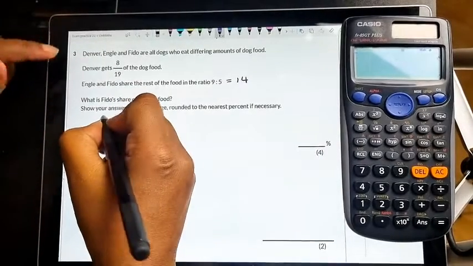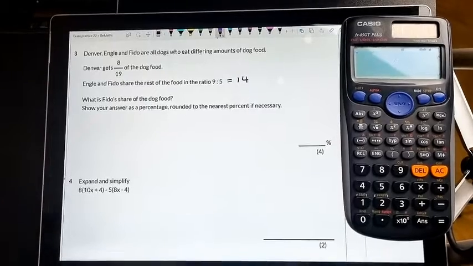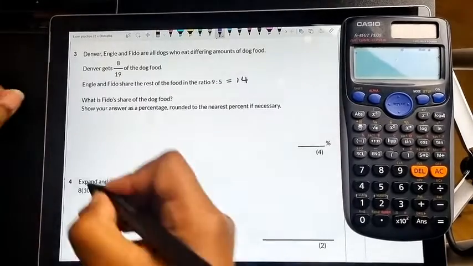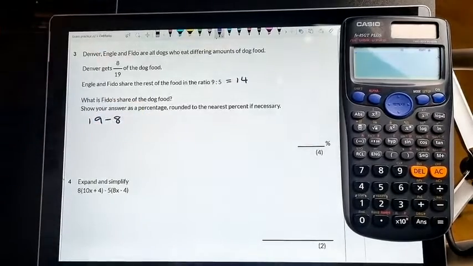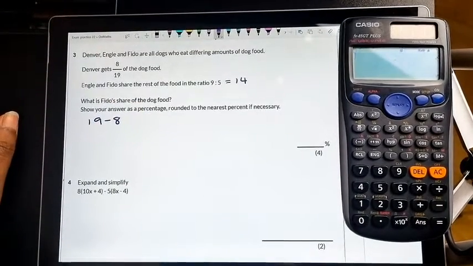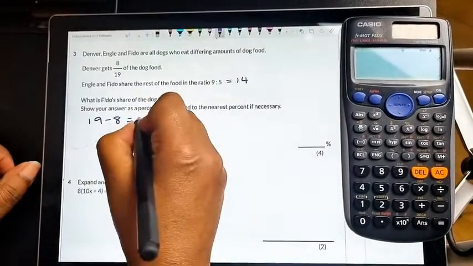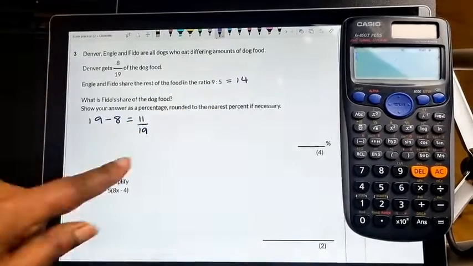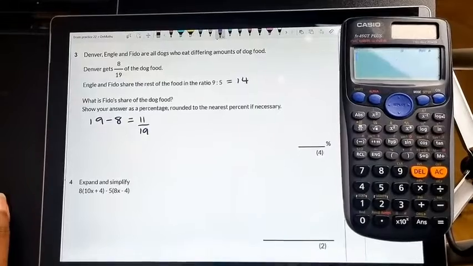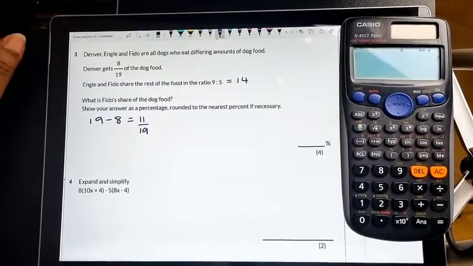So again, this is a way of seeing the proportion of what the dog is. So what's left? So you can write that down. 19, take away 8, because we know Denver already has that. So whatever is remainder is what you put as the value, okay? So remainder, 11. 11 out of 19. We need to remember that's the total. So knowing that, we can use that information for the next step.